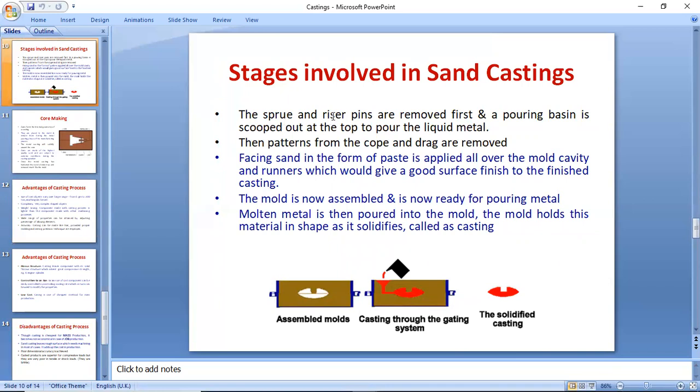The sprue and the riser pins are removed first, and a pouring basin is scooped out at the top to pour the liquid metal. Then the patterns from the cope and drag are removed. Facing sand in the form of paste is applied all over the mold cavity and runners, which gives a good surface finish to the finished castings. The mold is now assembled and is ready for pouring metal. Then the molten metal is poured into the mold. The mold holds this material in shape as it solidifies, called the casting.